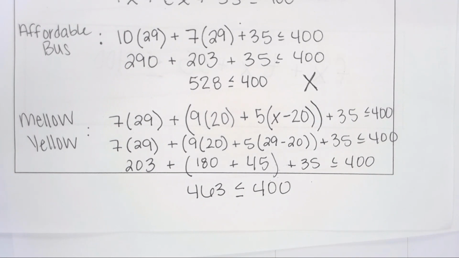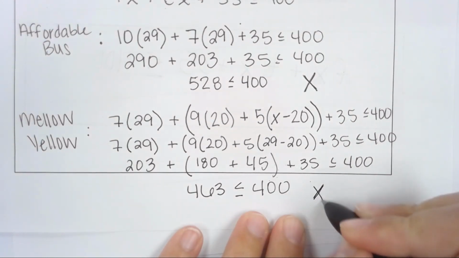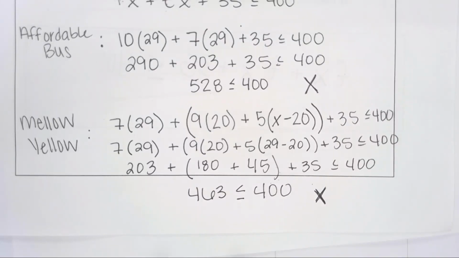So, can we use mellow yellow for this field trip? We cannot, okay, because $463 is not staying in budget.